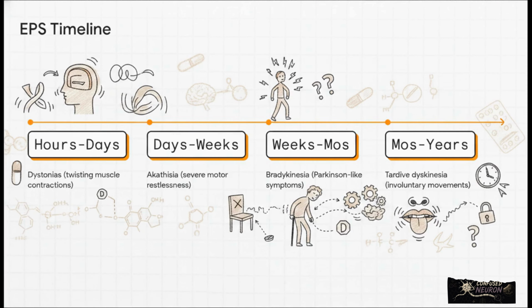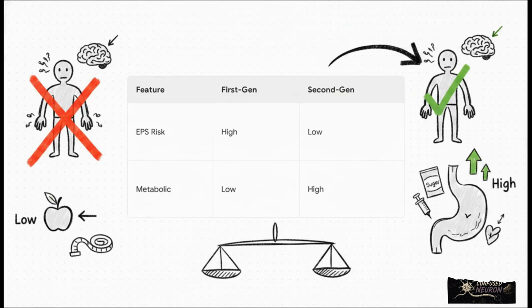When you block dopamine in the brain's nigrostriatal pathway, you get extrapyramidal symptoms, or EPS, and they follow a very distinct timeline. Just remember the mnemonic ADAPT to map this out. Acute dystonia happens in hours, akathisia in days, Parkinsonism shows up in weeks, and tardive dyskinesia develops over months to years.